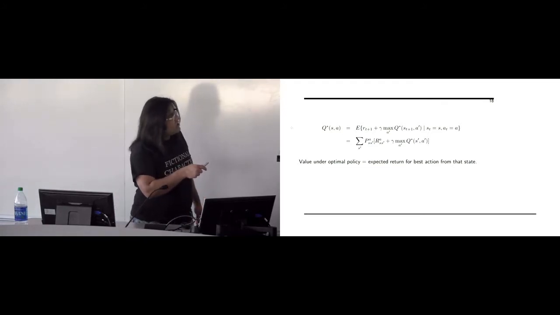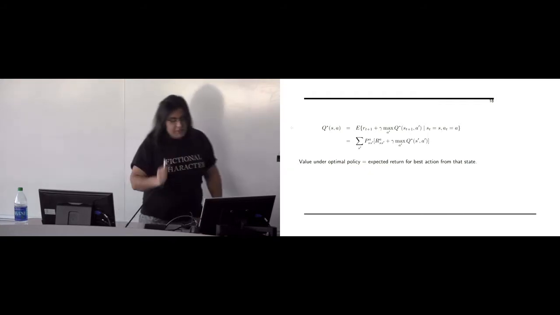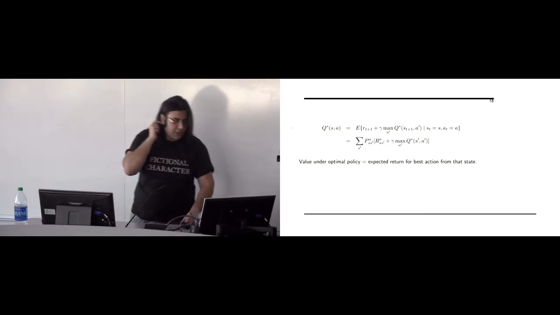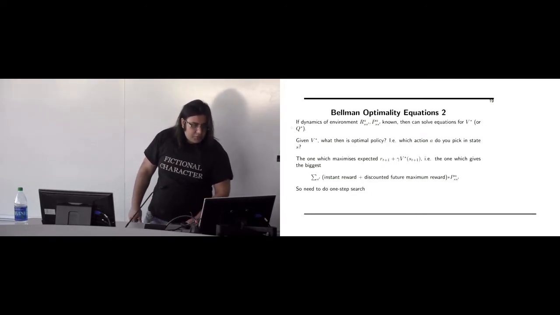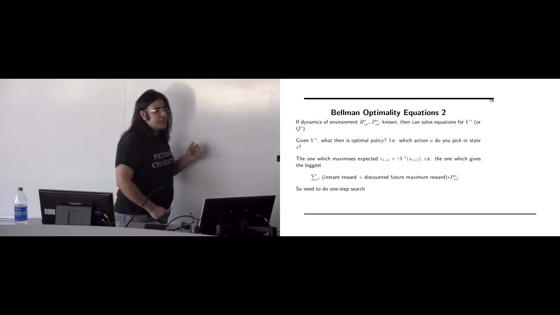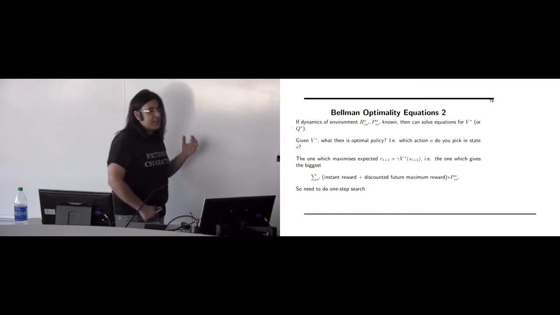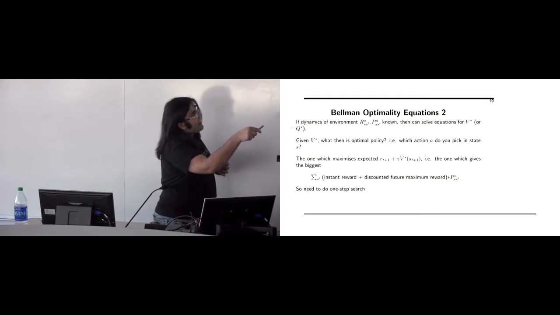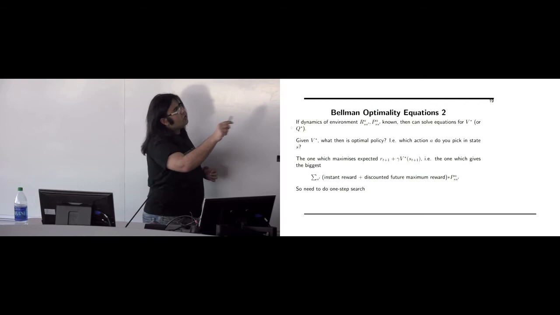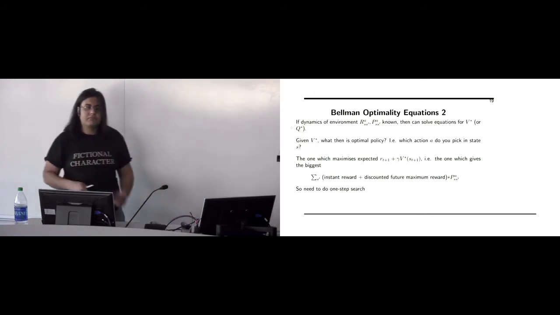In general, value under optimal policy is the expected return for the best action from that state. That's what you assume when you're solving MDPs based on Q star. We'll go through an algorithm for that in a couple of slides. This is really important. If the dynamics of the environment are known, and by dynamics, as we discussed last time, we mean the transition probability and the reward function, then we can solve equations for V star or Q star using dynamic programming.